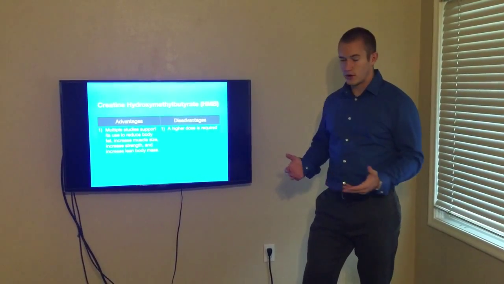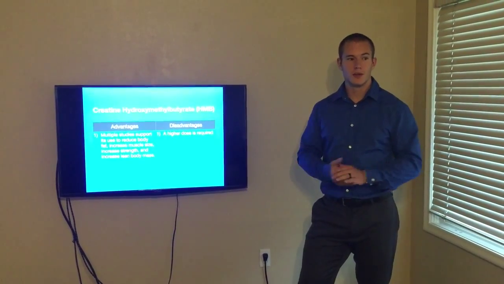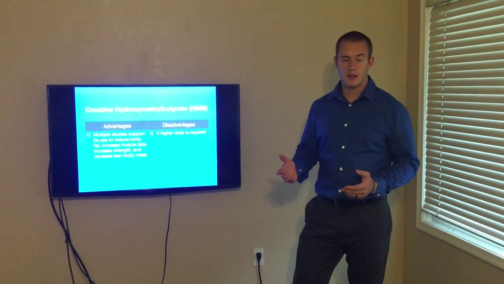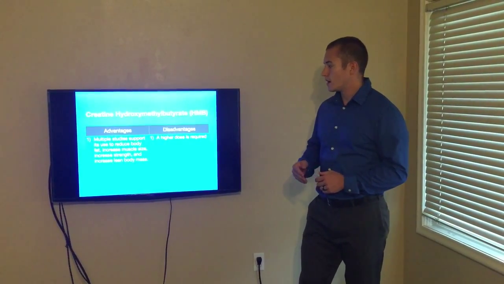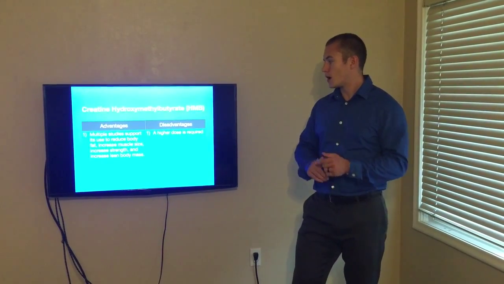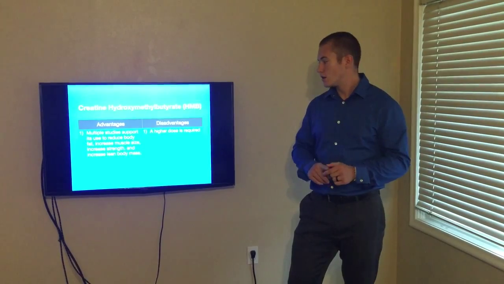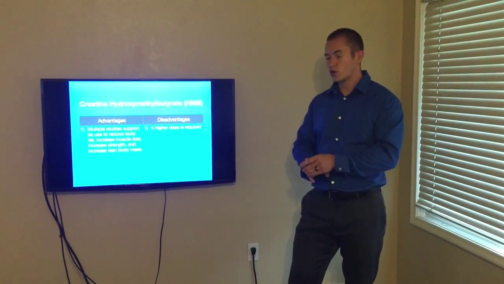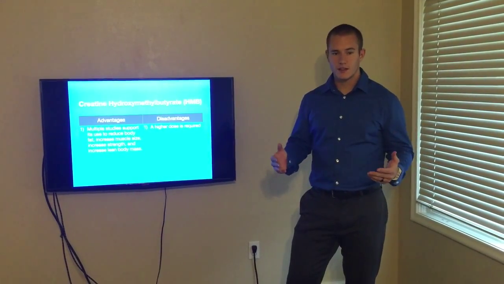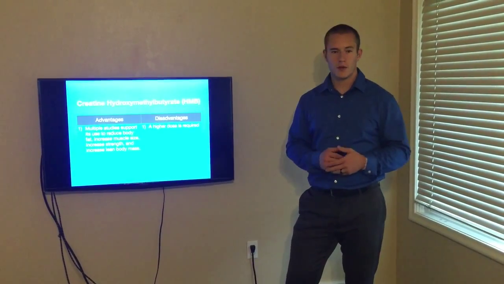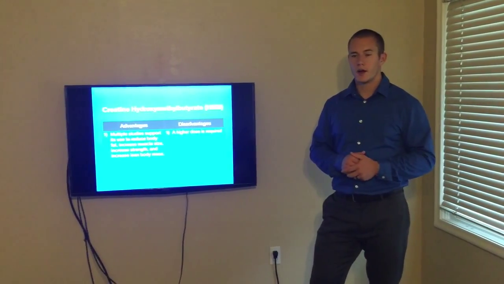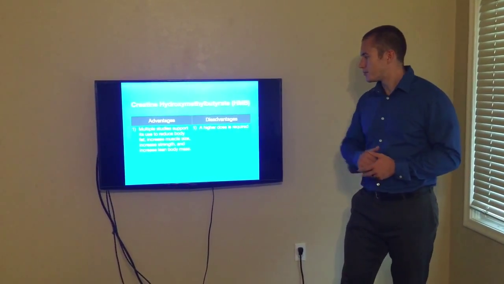Creatine hydroxymethylbutyrate. It's a mouthful, yes, I know, but it also is one of the best forms of creatine that's out there on the market. The advantage is that multiple studies have shown that it supports increased body fat reduction, increased muscle size, increased strength, and increased lean body mass. The only disadvantage, again, is the higher dose. Of course, it's also a little bit more expensive than creatine monohydrate. It's just not listed here.